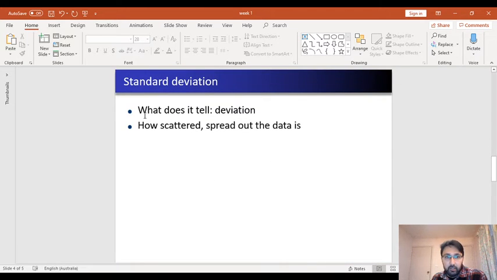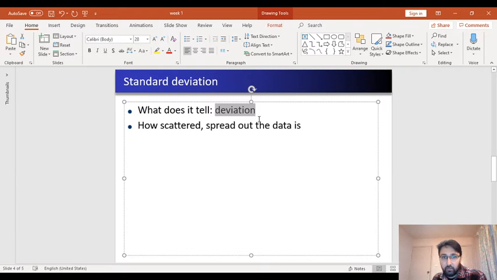Now standard deviation itself tells you the deviation. That's what the name suggests, right? That's what it's supposed to tell you. It tells us how scattered, how spread out the data is, how much of a fluctuation there is in your data. So let's take an example.